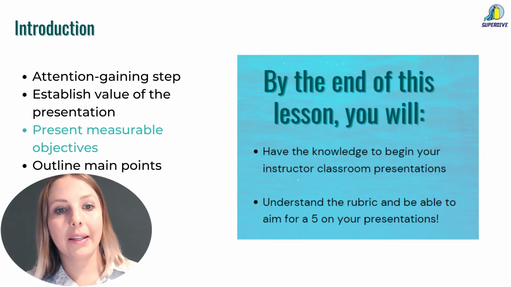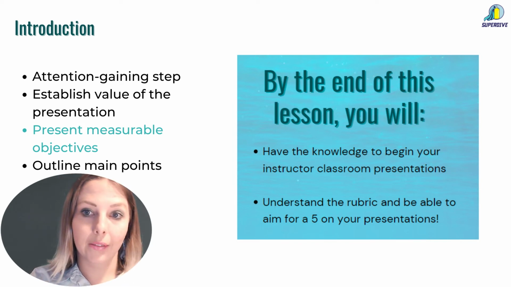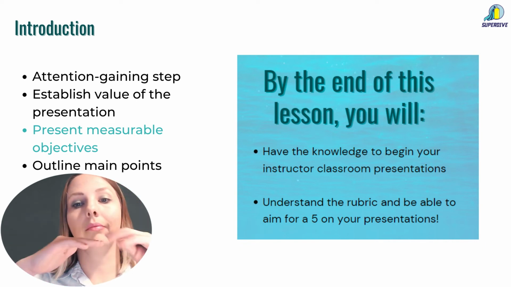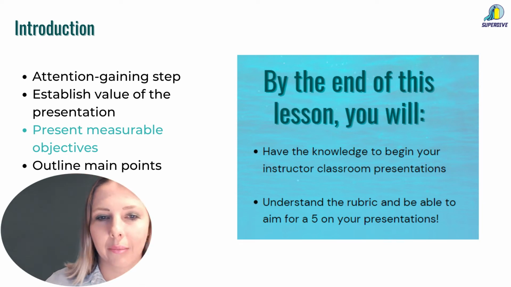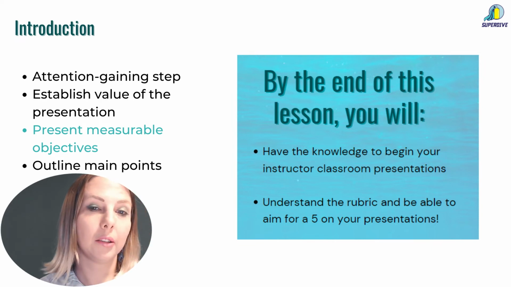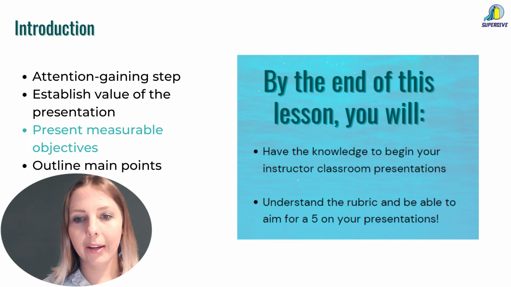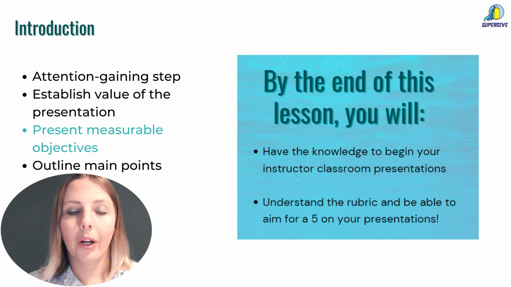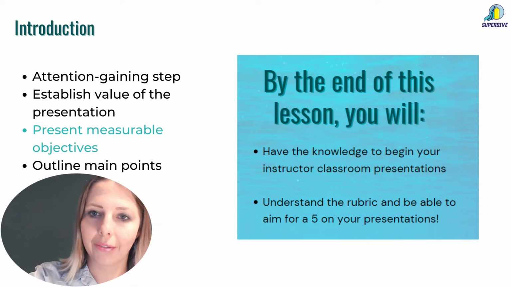Let's talk about presenting measurable objectives. Okay, so we did this at the beginning of this lesson. We talked about, by the end of this lesson, you will, and then you do bullet points. They're measurable. You don't want to just say, understand the rubric really well, because really well is not measurable. Understand the rubric and be able to aim for a 5, that's getting more specific, so we like that better. You want to use the words, by the end of this lesson you will, and you'll get a 5.